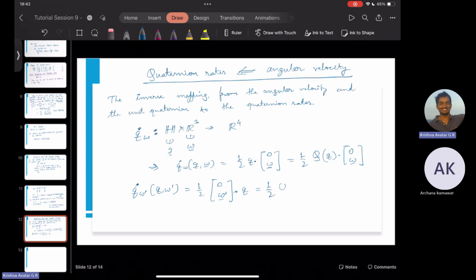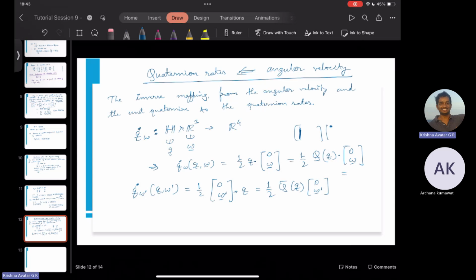This would be equal to half of q transpose, q conjugate into, right? So this is what we have. And in a simplified version, when we do a matrix-vector product, every element of the first column of q would be multiplied with the first element of the vector. However, the first element of the vector is 0, so it doesn't matter if we have the first column or not.